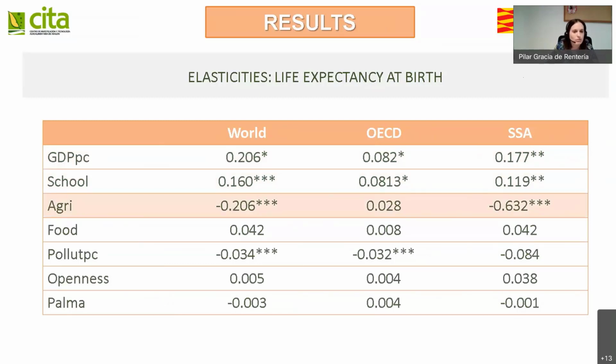The results also corroborate the hypothesis regarding the greater accessibility to public services in urban areas than in rural ones. A 1% increase in the share of agricultural sector on GDP is shown to reduce life expectancy by 0.21%. And this accessibility effect is more pronounced in sub-Saharan Africa. We also observe that air pollutants per capita has a significant negative effect on life expectancy, both at global level and in OECD countries, with elasticities around minus 0.03. But in sub-Saharan African countries, the effect is not significant. The other drivers considered, which are the food consumption, the openness index, and the Palma ratio, are not statistically significant, although they have the expected sign.